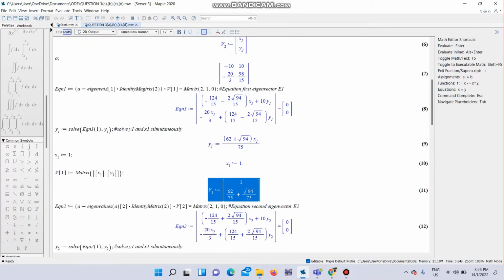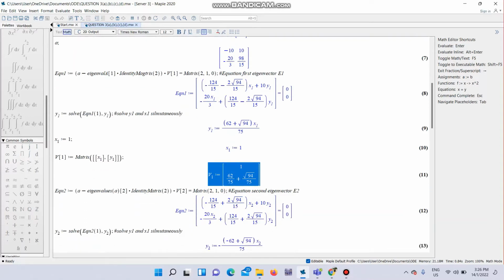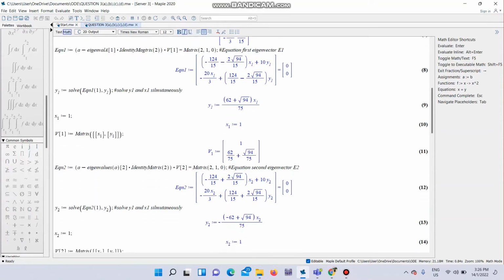Also for the s1, we get s1 equal to 1. And for the v1, we have to determine the matrix, which for the v1 we get is 1, 62 over 75 plus square root 94 over 75. The next part is the equation in the vector e2, where we determine the value of equation 2.